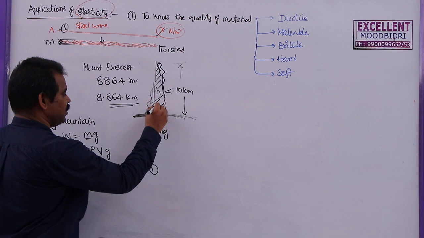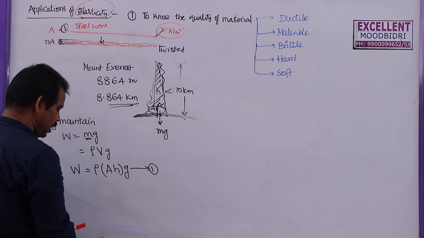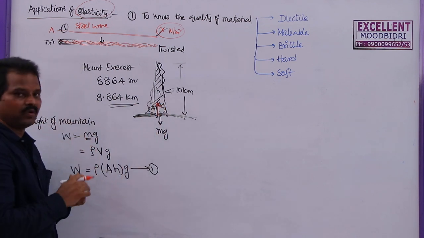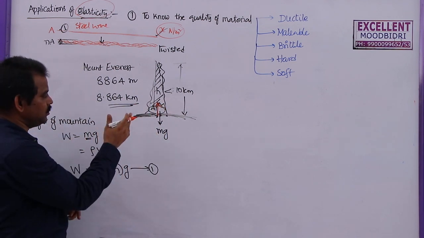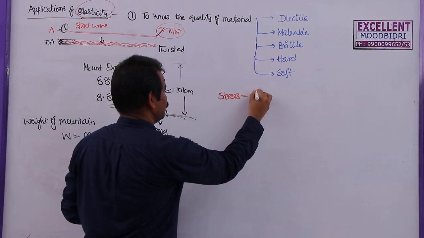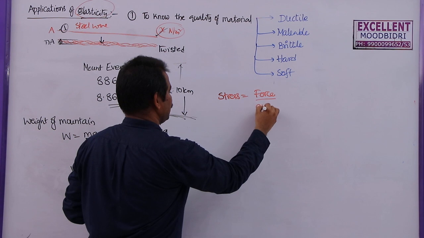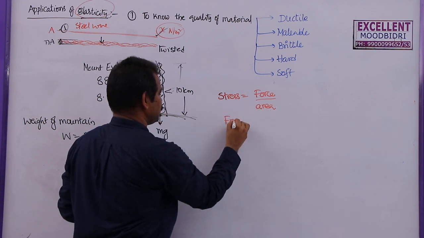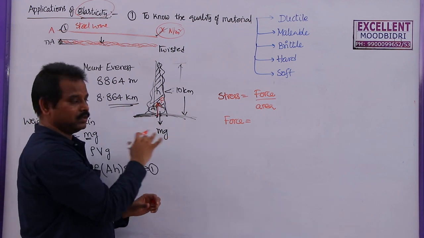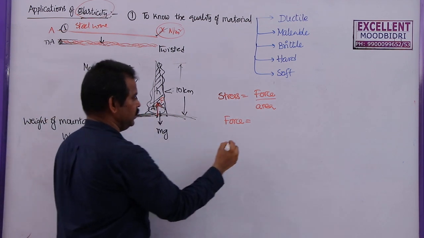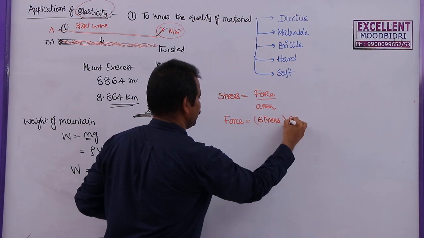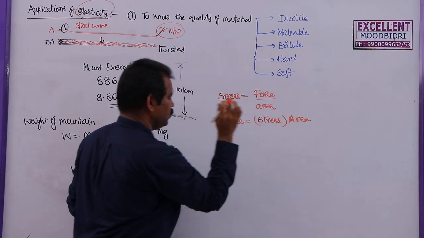So what is that normal reaction produced here? The normal reaction force must be related to the elastic limit stress, or we know that stress is equal to force by area. So what is the force that can be provided in the vertical upward direction by the rocks on the surface of earth? It is given by stress into area.